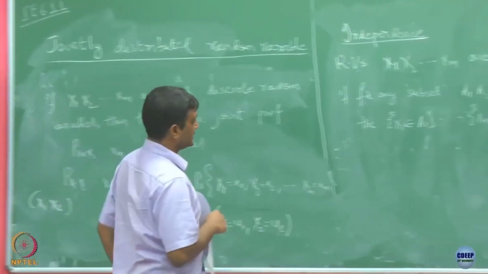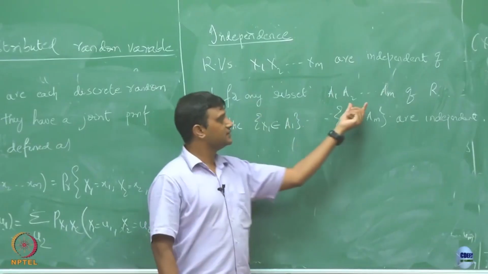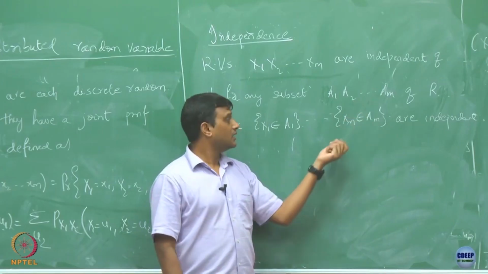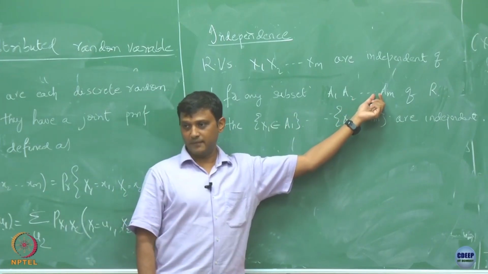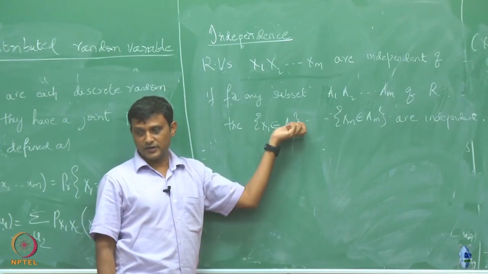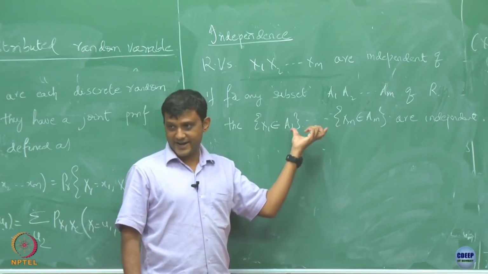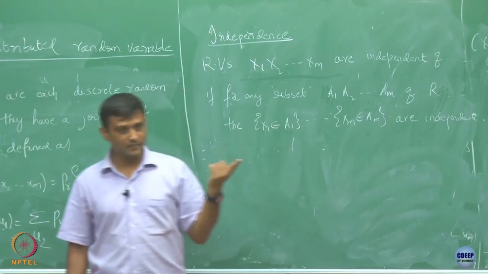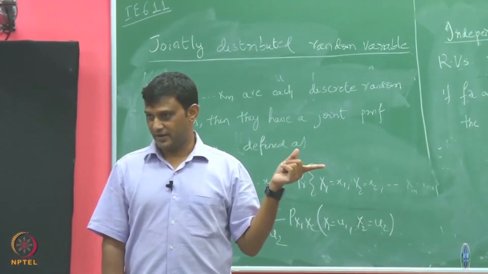So let us say we have m random variables. To be independent, you should take any set of events. If you have any sets A1, A2, all the way up to Am, and you consider these events, X1 belonging to A1, X2 belonging to A2, all the way up to Xm belonging to Am, if these events are independent, I know what is independence of events, right? If these events turn out to be independent, then I am going to say that my random variables X1, X2, all the way up to Xm are independent.